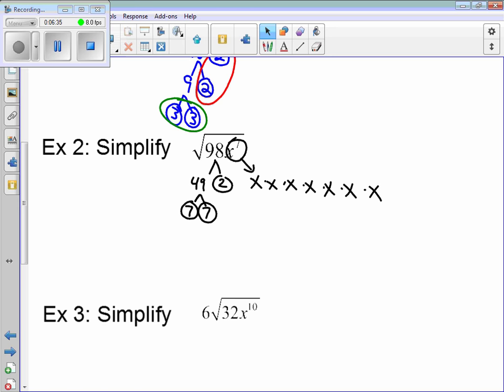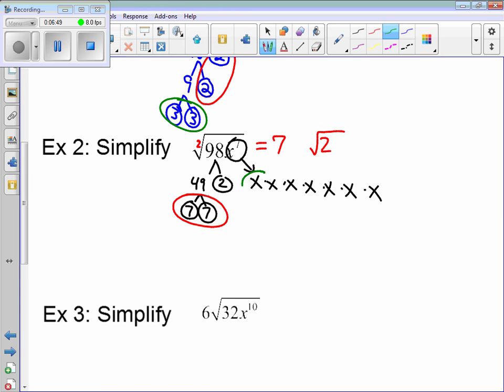Square root, so I need pairs, so there's a pair of 7s. Comes out as 1 7. There's a 2 left over, so that's going to be underneath the radical. Now with the variables, you have a pair of x's, another pair of x's, another pair of x's. So that's x to the 3rd. There's an x left over, so 2 times x stays underneath. So we have 7x to the 3rd, square root of 2x. That is simplified.